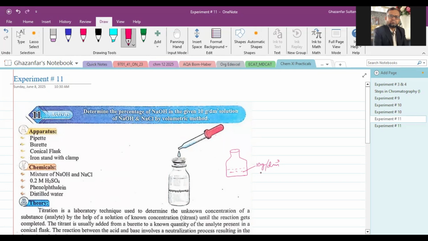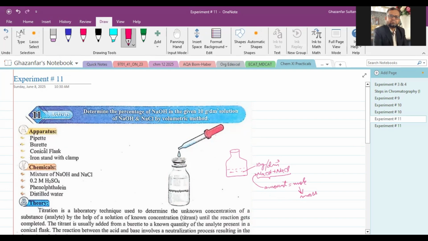And this mixture contains sodium hydroxide and NaCl, sodium chloride. So this is the mixture, but what is the amount of sodium hydroxide? We don't know. So we have to determine the percentage of sodium hydroxide. First we will find the amount of sodium hydroxide, and here the word amount means mole. And after finding the mole, you will find the mass.